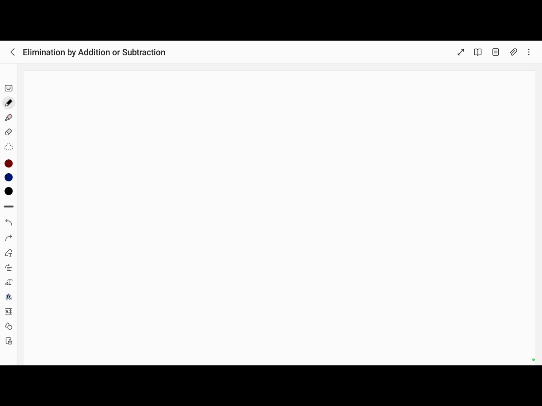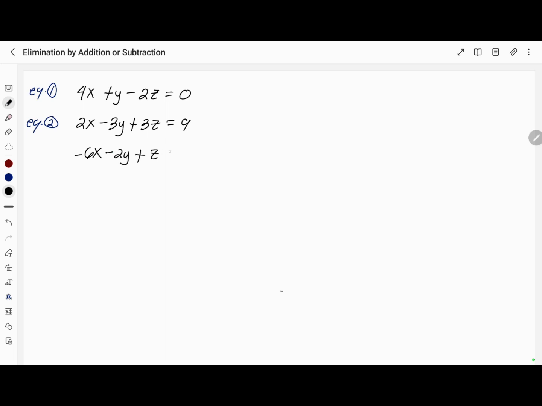Let's say we have 4x plus y minus 2z equals 0. So this will be our equation 1. Then we also have 2x minus 3y plus 3z equals 9 for our equation 2. Then lastly, we have negative 6x minus 2y plus z equals 0 for our equation 3. So we aim to get the value of x, y, and z.